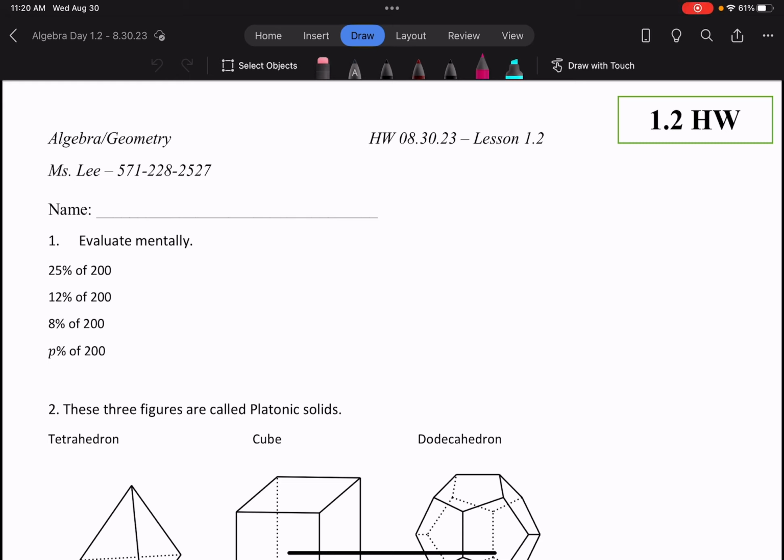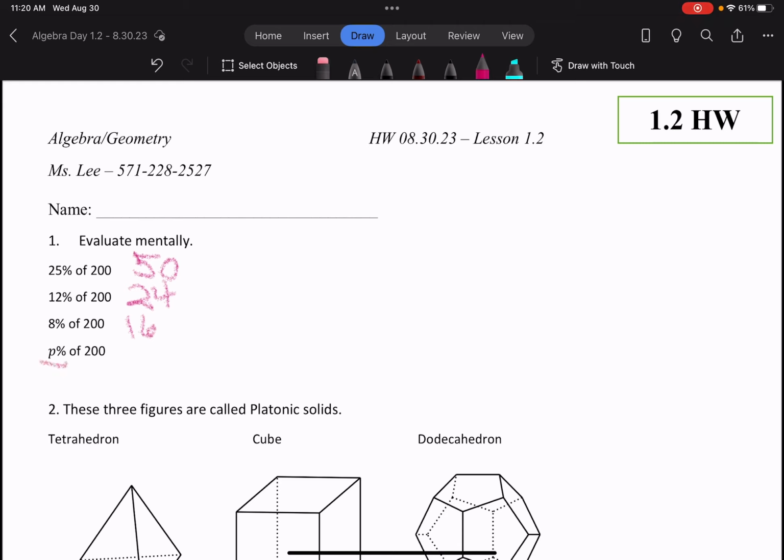Number one says evaluate mentally, 25% of 200. Well, I can easily do this by saying, well, 25% of 100 is 25. So 25% of 200 must be 50. Then I'm looking at 12%. Again, 12% of 100 is 12, so 12% of 200 is 24. 8% of 200 would then have to be 16. And so I should see a pattern here.